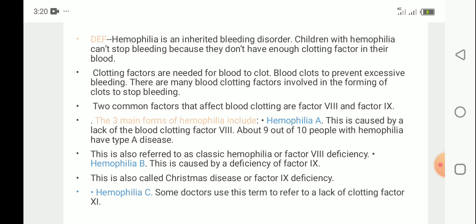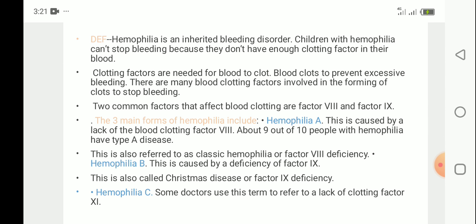Usually in thrombocytopenia we have seen that factor 8 is the responsible factor, and here factor 8 and factor 9 are both responsible in hemophilia cases. There are three types of hemophilia: hemophilia A, B, and C. Hemophilia A is caused by lack of blood clotting factor 8, and about 9 out of 10 people suffer with hemophilia A only. Most, about 90% of the people, suffer with hemophilia A, which is also referred to as classic hemophilia or factor 8 deficiency.